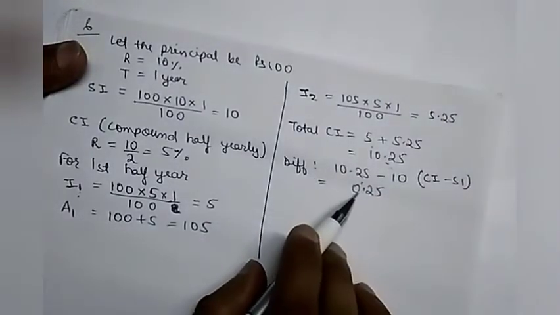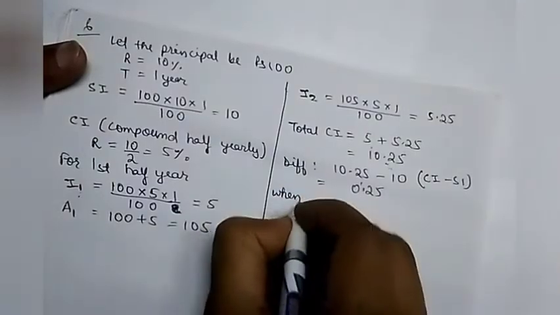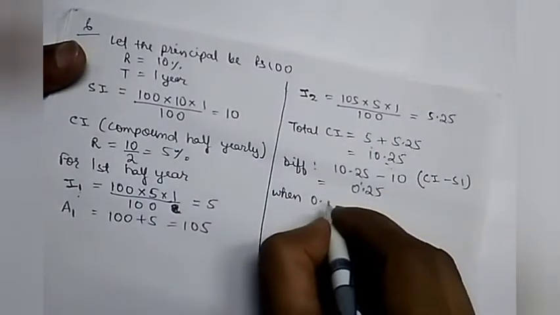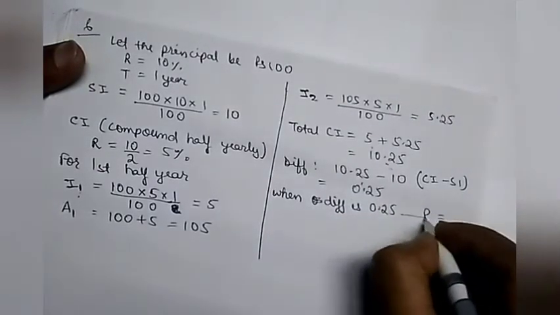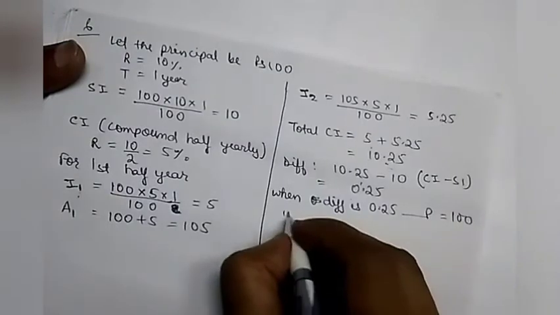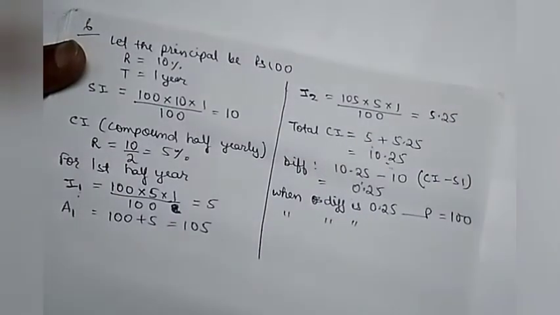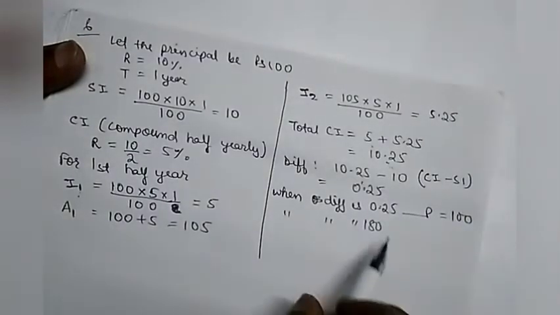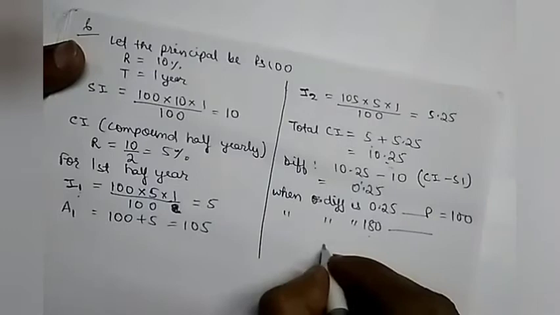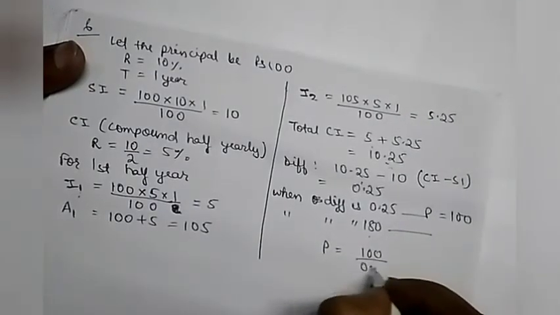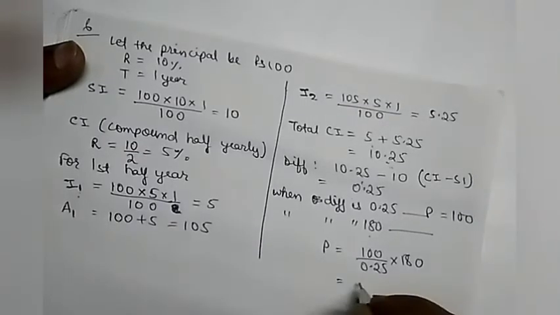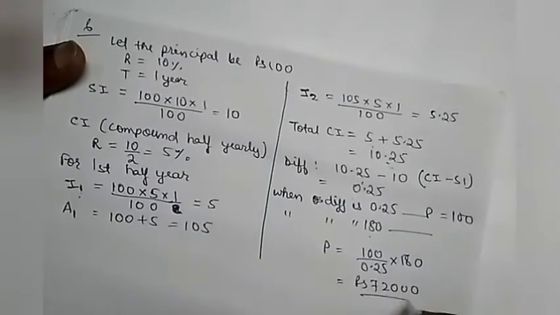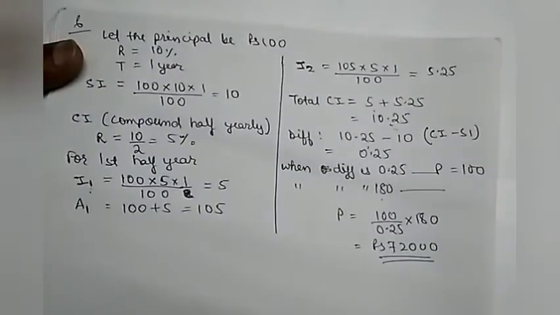When the difference is 0.25, now you have to use the unitary method here. When the difference is 0.25, P is equal to 100. When the difference is, how much is given in the question? 180. When the difference is 180, then principal will be equal to 100 by 0.25 into 180. When you solve this, you will get rupees 72,000. That is your principal amount.